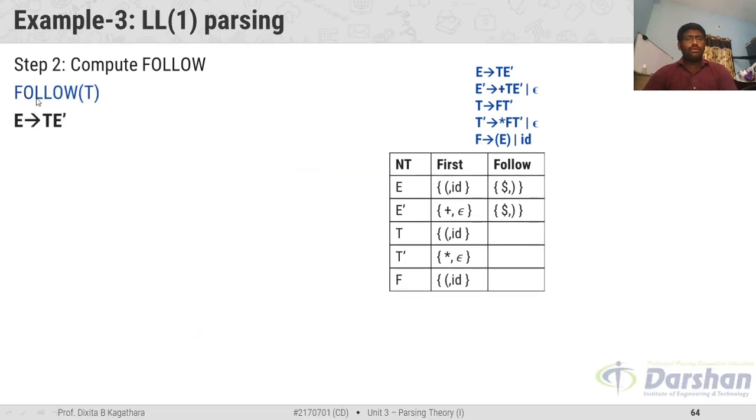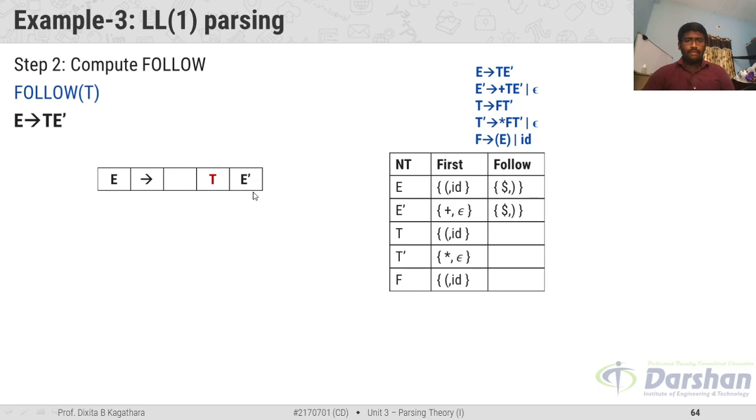We are now going to look at follow of T. So follow of T is equal to follow of D, which is E dash. Since E dash is a non-terminal, we will go for deriving what E dash is. E dash is deriving plus and also epsilon. E dash is having two symbols.